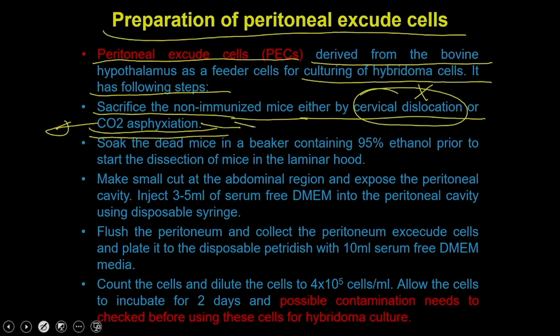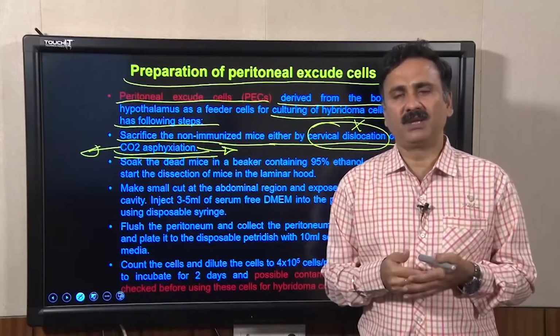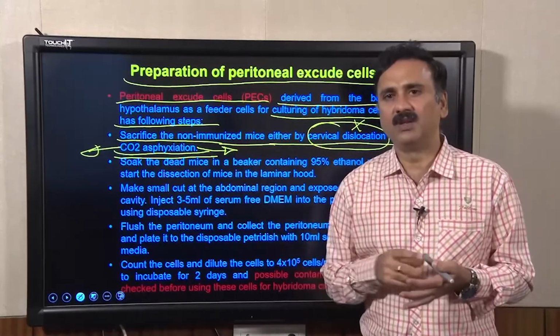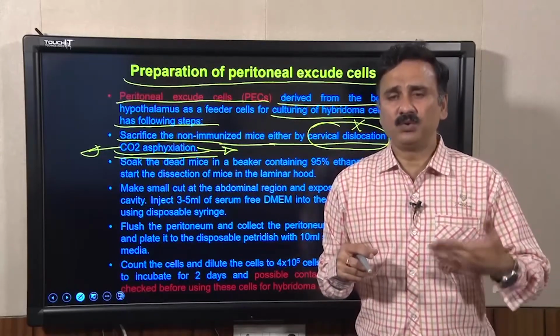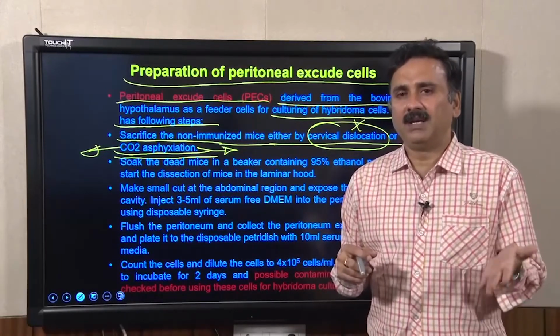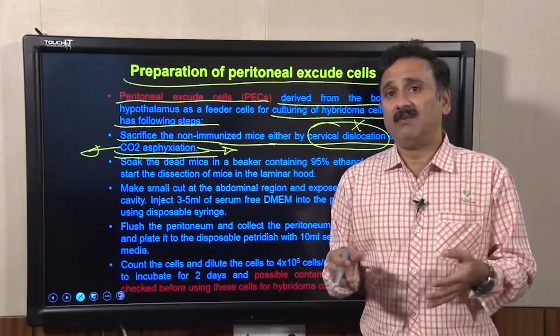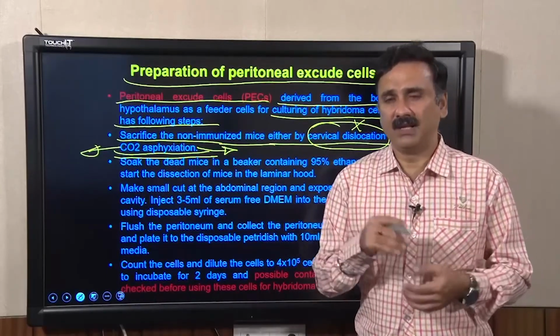The other option is to inject anesthesia reagents like ketamine or xylazine, which is also acceptable. The ultimate aim of any animal procedure is that you should give the animals minimum pain, and that is why people prefer to kill them rather than keeping them under anesthesia, where they might feel pain while you are dissecting them and taking out the different organs and cells.